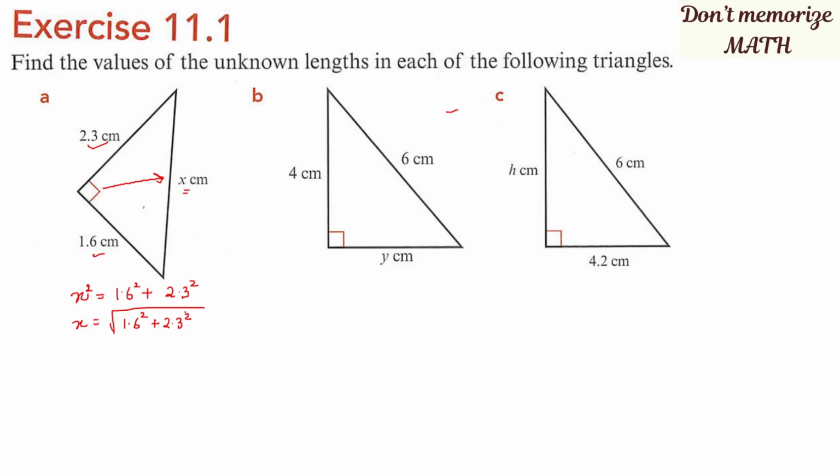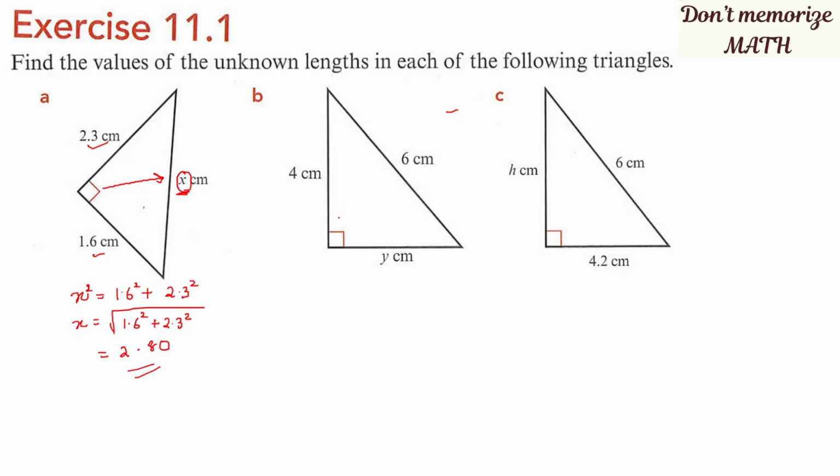So take your calculator, take square root of 1.6 square plus 2.3 square. You will get 2.801785145. Round and write it in 3 significant figures. So you will get 2.80. So x is 2.80. So this side will become 2.80 centimeter. Okay, so that's all.